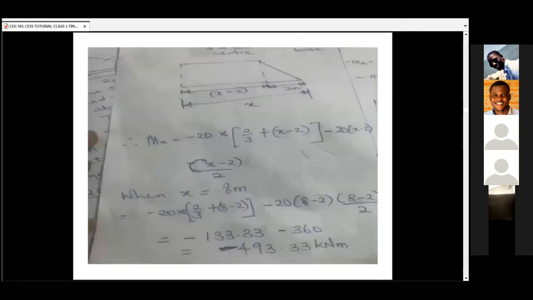So if we keep on with our calculation, to get the moment would be 20, which is the highest point of the shape, times the distance. You know, 20 is the shear force at that point, times the distance. Now, the distance would be 1/3 of 2 meters for the triangle, plus the remaining length to the point of consideration. That is 1/3 of the 2 plus x minus 2. Is that understandable?